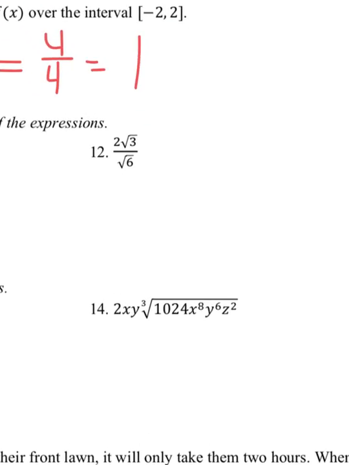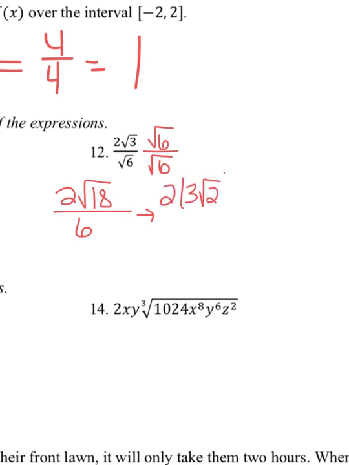For number 12, I'm going to multiply the top and the bottom by the square root of 6. So 2 square root 3 times square root 6 gives me 2 square root 18 divided by square root 6 times the square root of 6 is 6. The square root of 18, that's 3 square root 2.